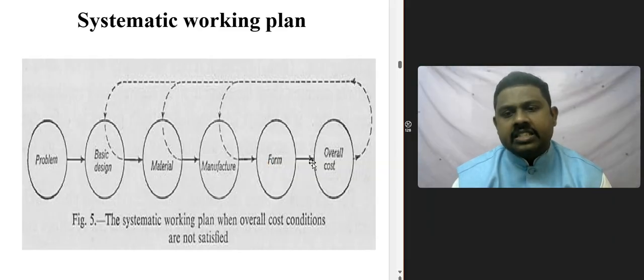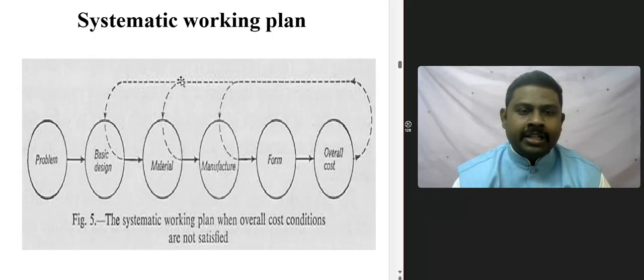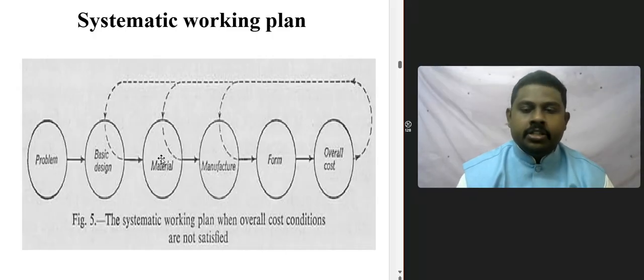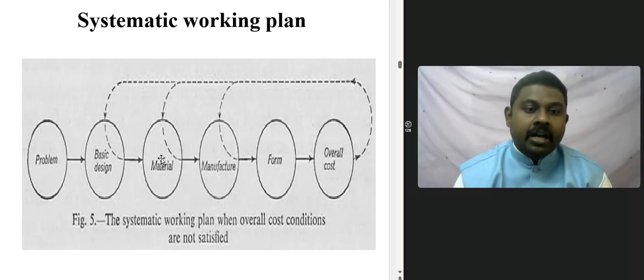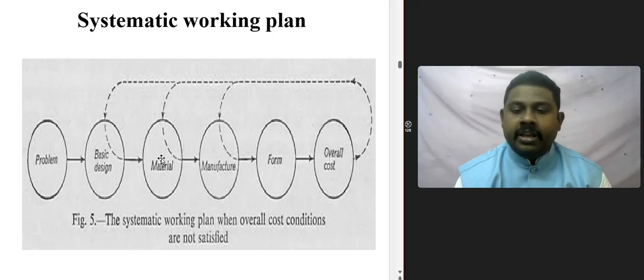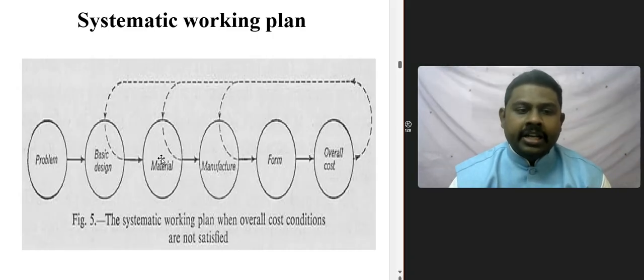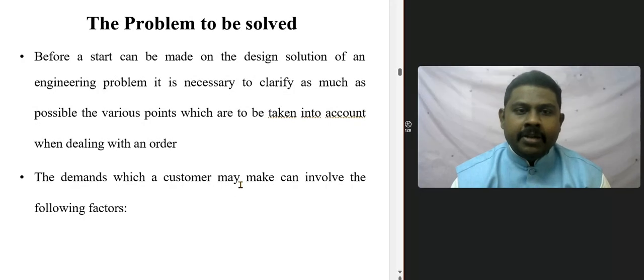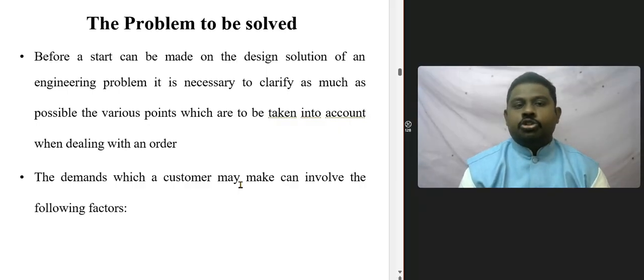If the cost is not satisfied, then you need to go back to the form, then you need to go back to the manufacturer, then you need to go back to the material, then the entire design will be changed. So while you are dealing with the problem, what is very important is how the cost is involved. If the cost is very high, you cannot market it, so that plays a major role. So the problem to be solved can start from the design solution of an engineering problem.